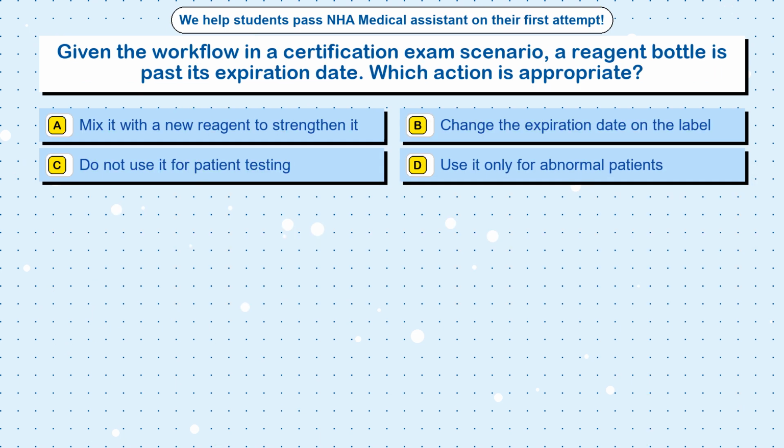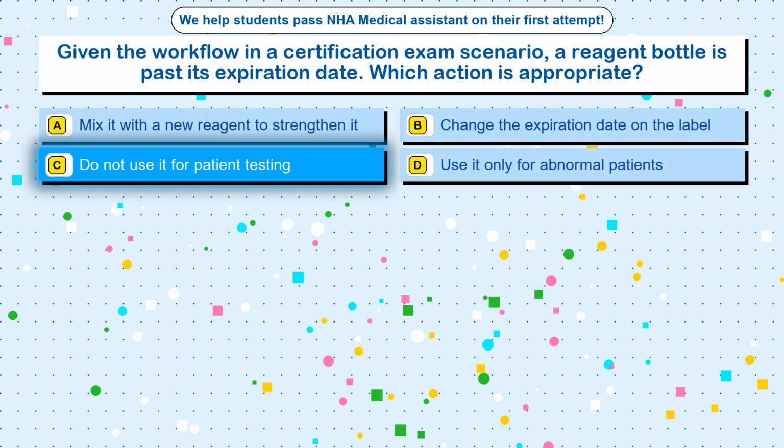Question 11. Given the workflow in a certification exam scenario, a reagent bottle is past its expiration date. Which action is appropriate? Option A. Mix it with a new reagent to strengthen it. Option B. Change the expiration date on the label. Option C. Do not use it for patient testing. Option D. Use it only for abnormal patients. The correct answer is option C.